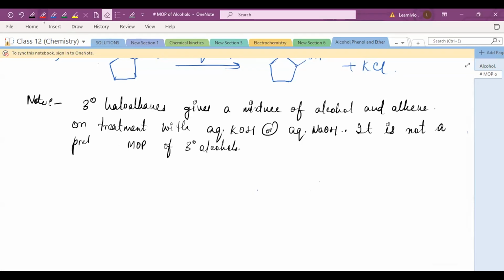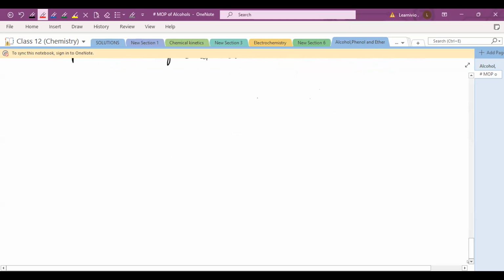Okay, let's move to the next one. Write down the third method of preparation, and this is very important. From carbonyl compounds. That's the third method of preparation. First, we have done it with the alkene. Then second is from haloalkane, and the third one is from carbonyl compounds.